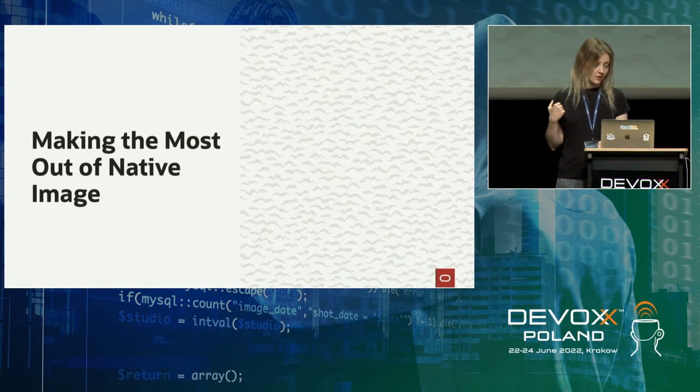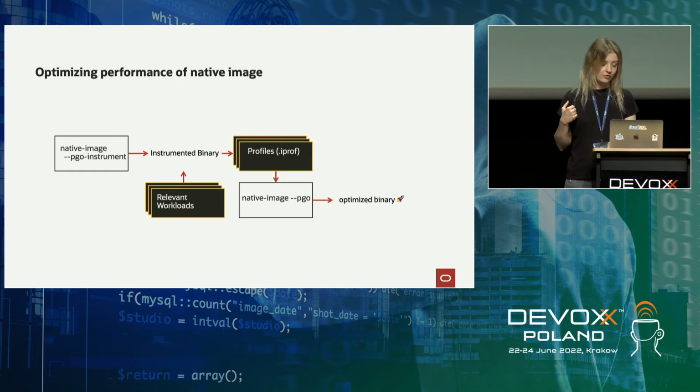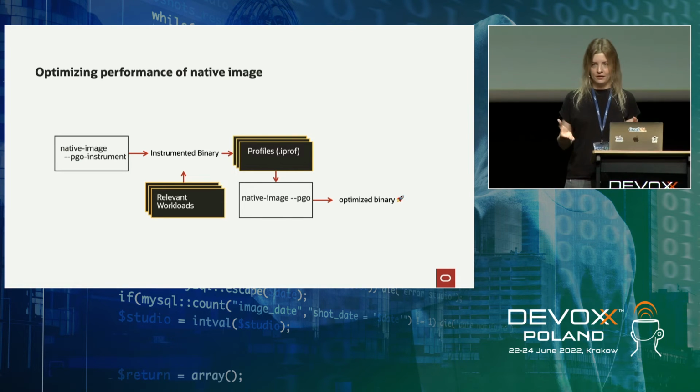OK, so this is all good, but can we get more out of native image? And what are some tricks that you can use if you want to run it in production and make sure you're making the most out of it? So one cool thing is profile-guided optimizations. And if you ever looked into how JVM is executing your application at the runtime, you might know that what is very helpful is having this profiling information, right?